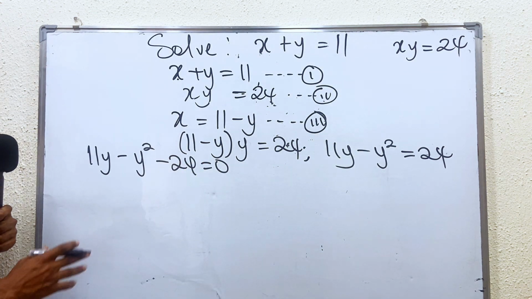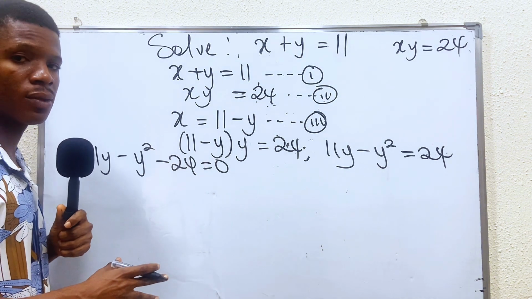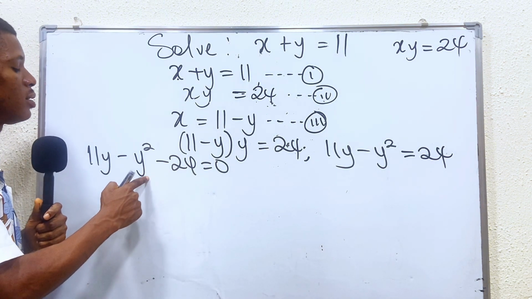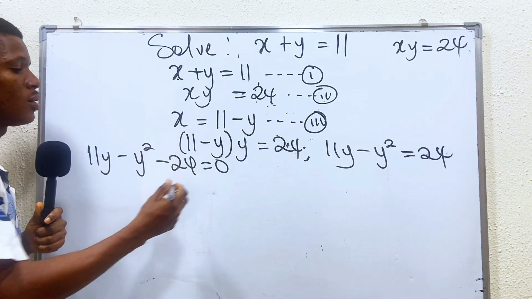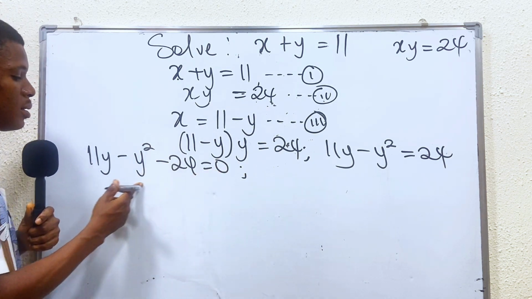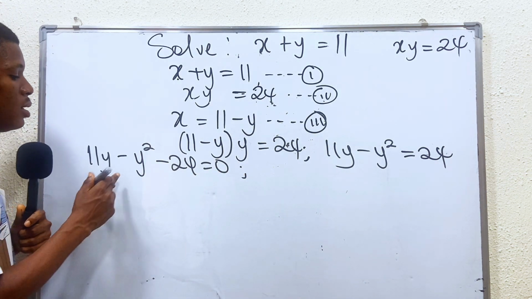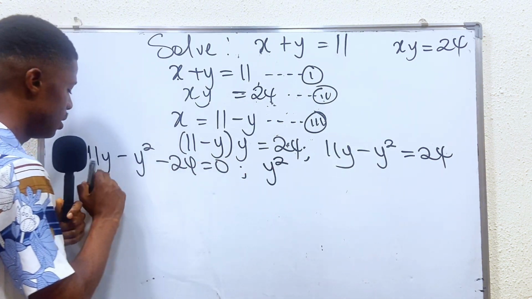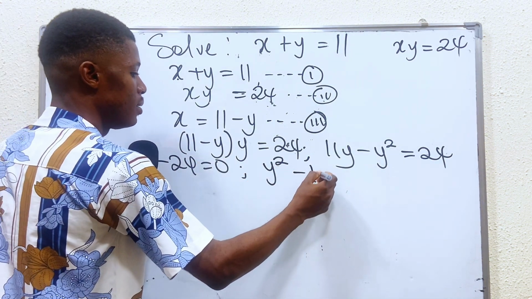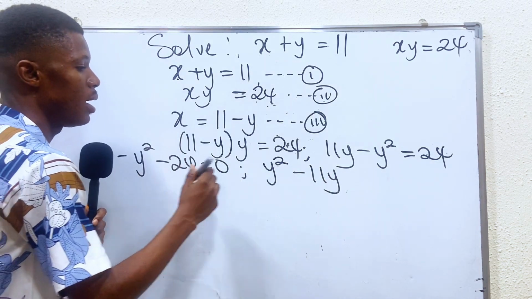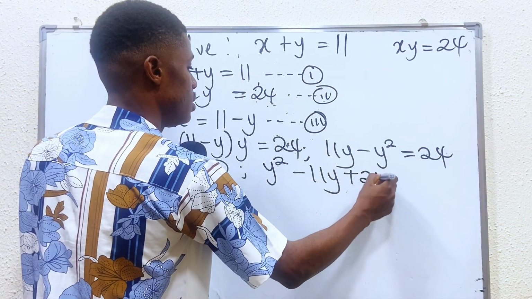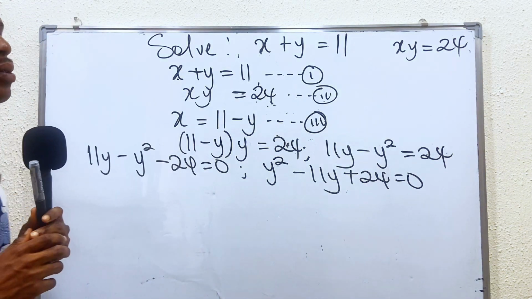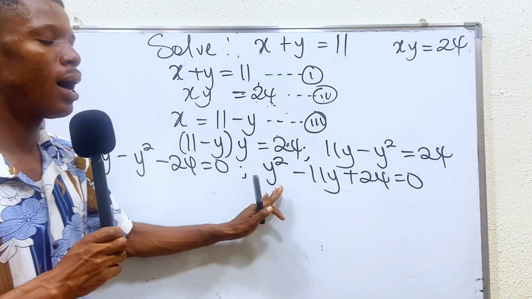So all we have to look at is that this is clearly a quadratic equation, because the highest power of the unknown y is 2. Okay, so let's rewrite it. To multiply each term by minus 1: minus 1 times minus y squared will now give you y squared. If you multiply 11y by minus, you get minus 11y. If you multiply minus 24 by minus, you have plus 24, which is equal to 0. Good. So the next thing we do is to solve for y.